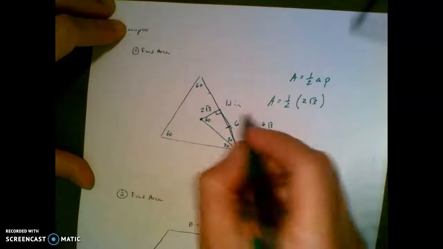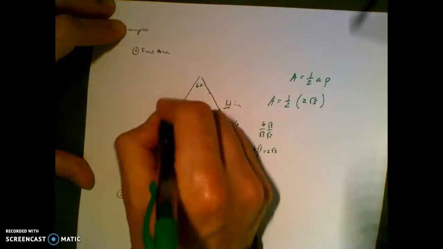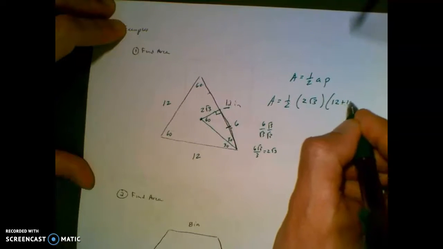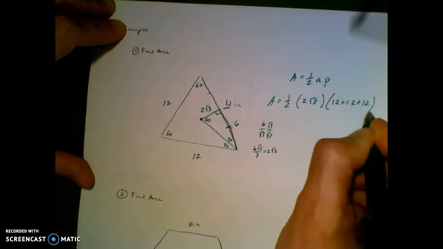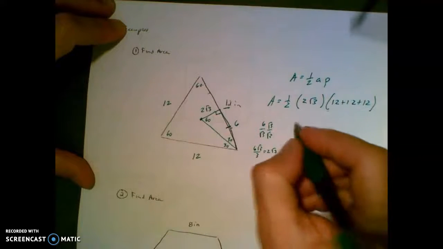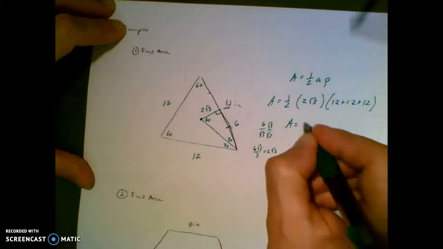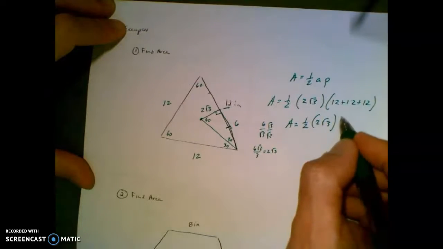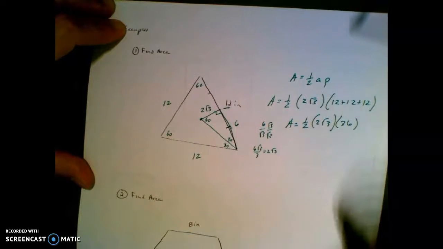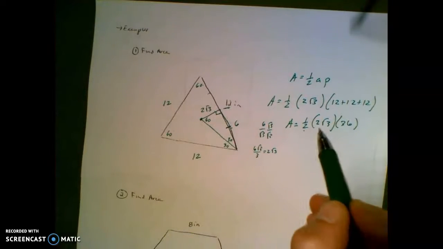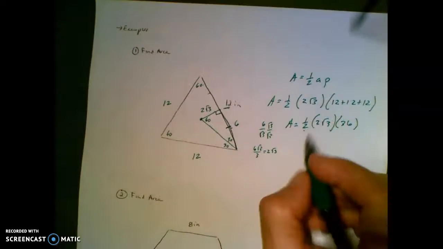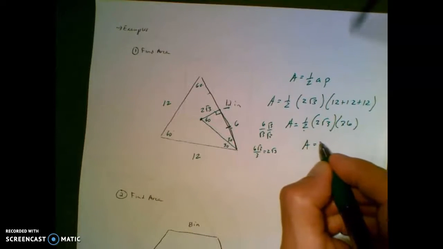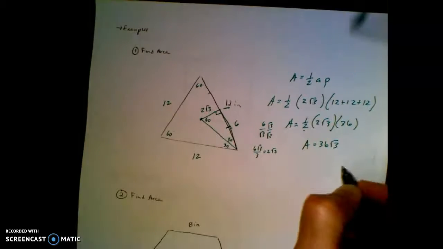the perimeter of this, well, this side's 12, this side's 12, and this side's 12. So the perimeter would be 12 plus 12 plus 12, which is 36. So area is equal to 1/2, 2√3, and then 36. So then half of 2 is 1, and then multiply √3 times 36, so that's going to be area is equal to 36 square root of 3.